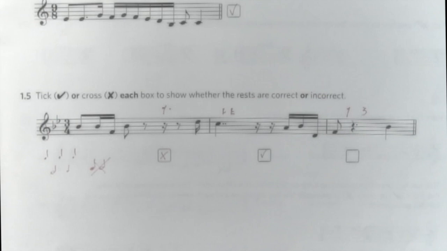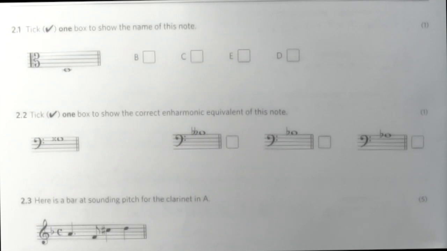I hope this is all clear. Let me know if I missed something, or if you still have doubts, comment below, as I said. Let's turn the page. Our second section relates to pitch.